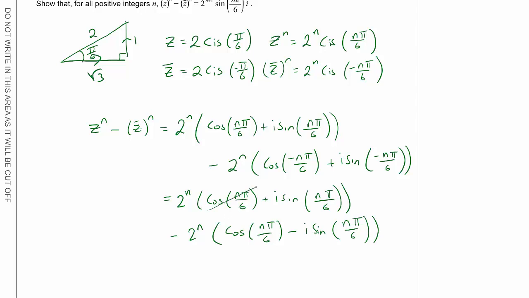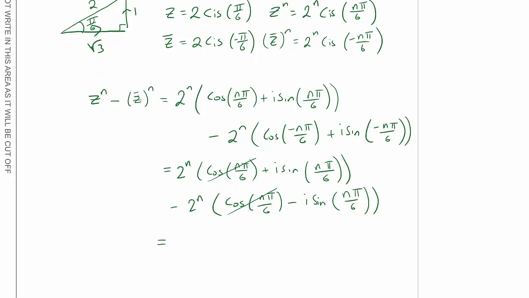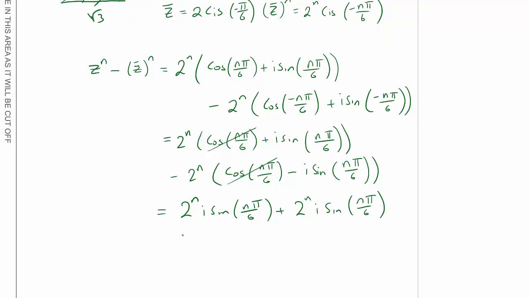So, these are going to cancel out, and what we're going to have is 2 to the n i sine n pi by 6 plus 2 to the n i sine n pi by 6. So that's 2 of those. So that's 2 to the n plus 1 i sine n pi by 6 as required.